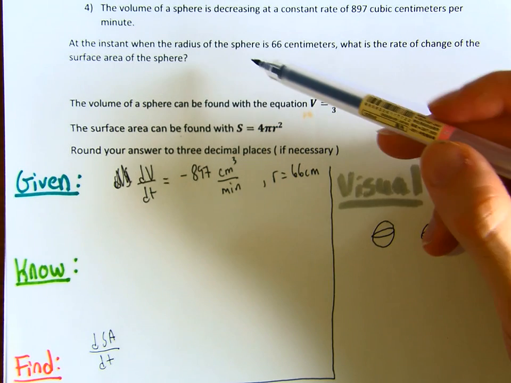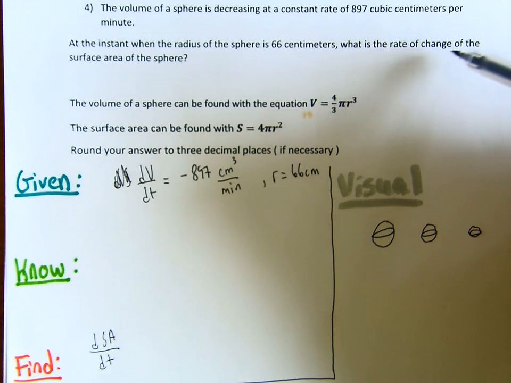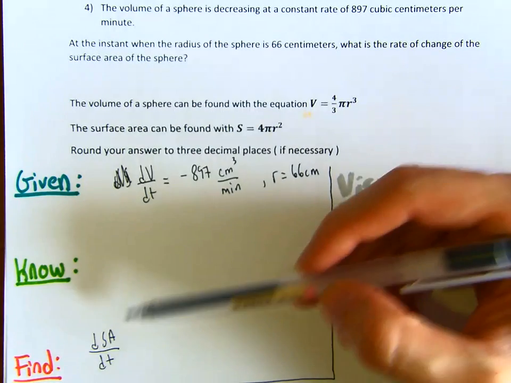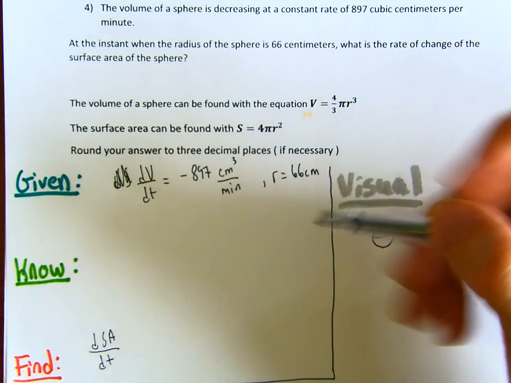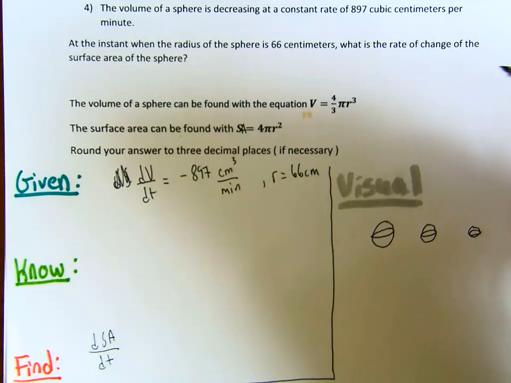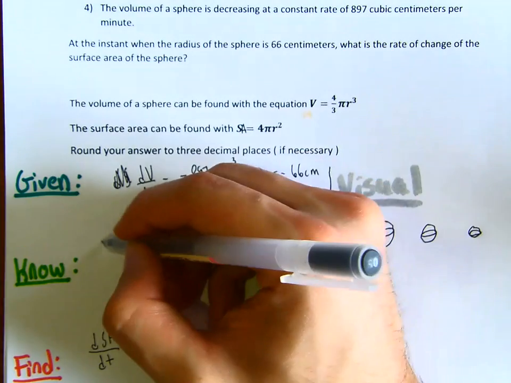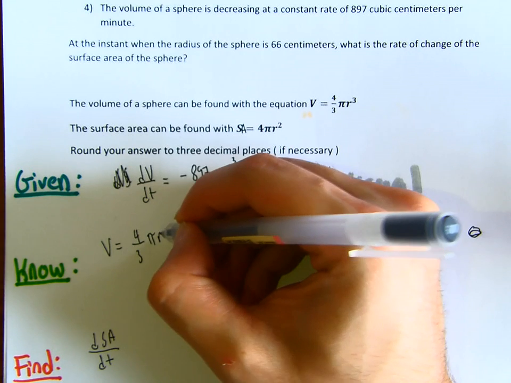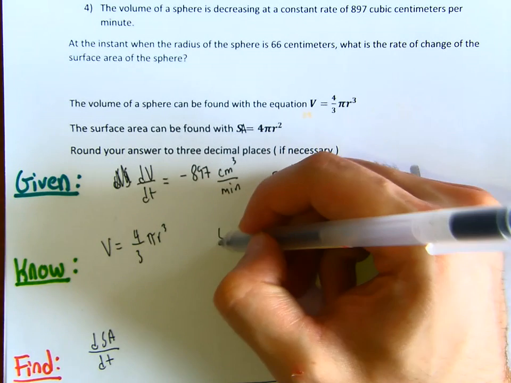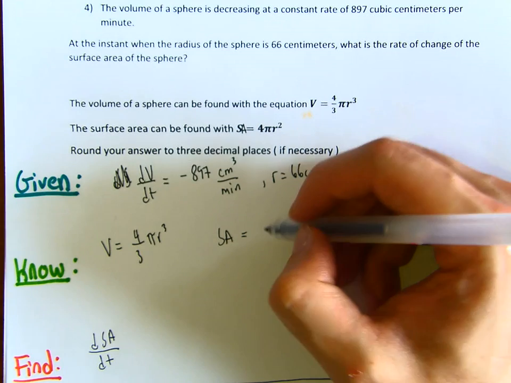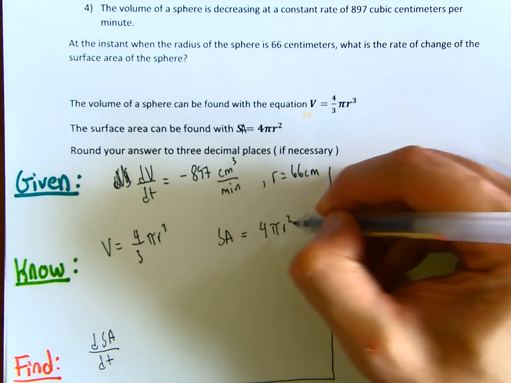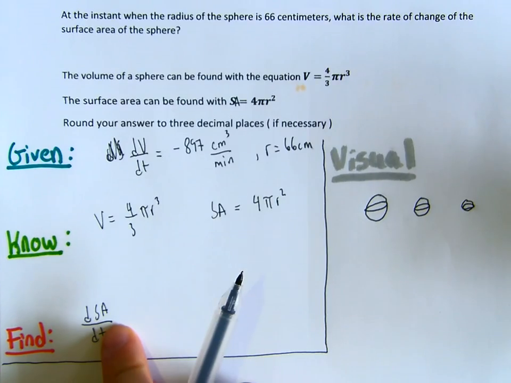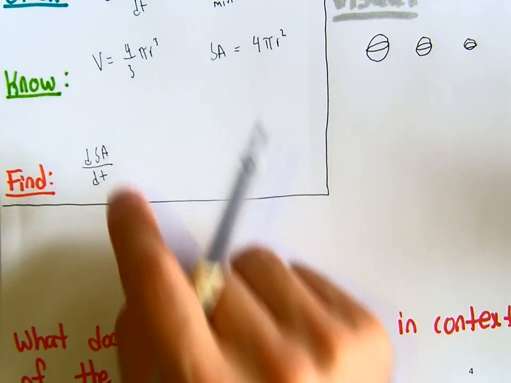At the instant when the radius of the sphere is 66 centimeters, what is the rate of change of the surface area? Instead of SA you could write capital S, but I'll just say SA. I like SA. Now, what do you know? You know that the volume of a sphere is 4/3 pi r cubed. And what's the surface area of a sphere? It's 4 pi r squared. So what do we want to find? We want to find the rate of change of the surface area. So let's see what happens.